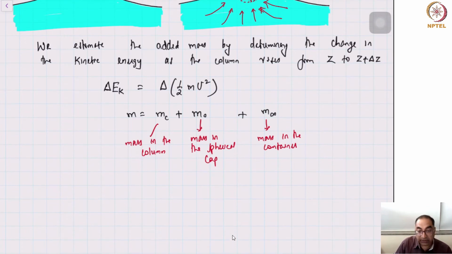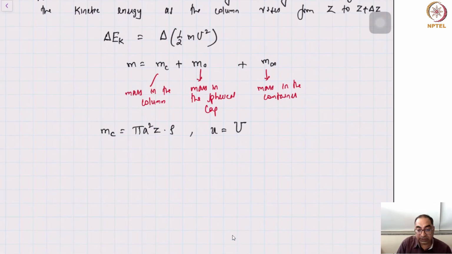Okay, let's write down each of those terms. Mass in the column, we've already seen this: pi a square z times density. And for this case, the velocity u will be capital U, the rate at which the fluid is rising.